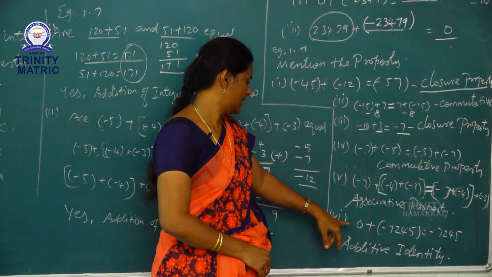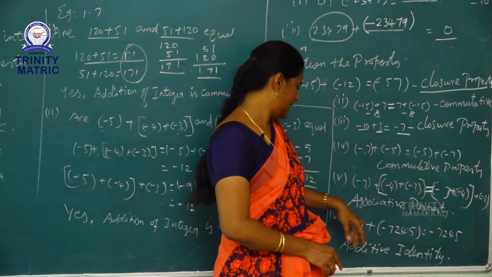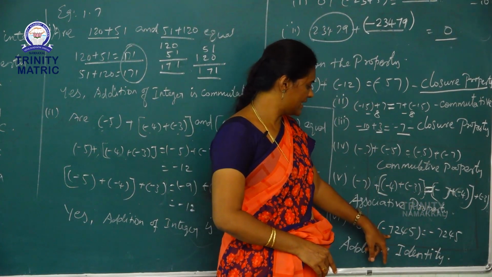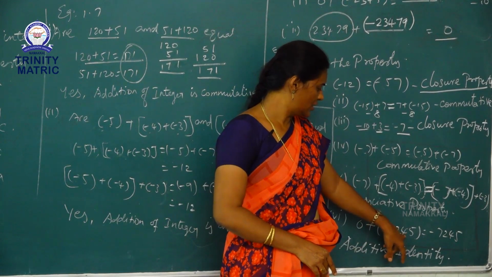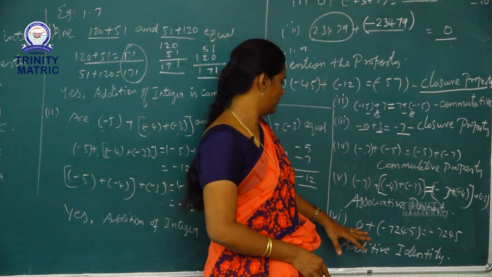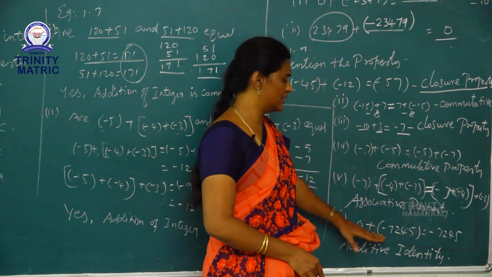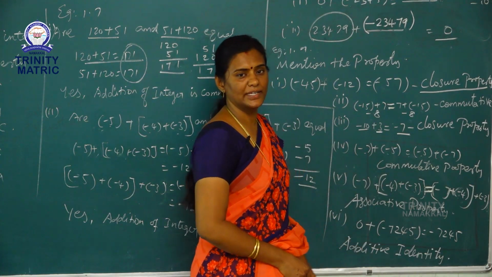Here, see, 0 plus any number, the answer is the same number. Here 0 plus minus 7,245, the answer is minus 7,245. See here, this 0 is the additive identity. So this property is additive identity.